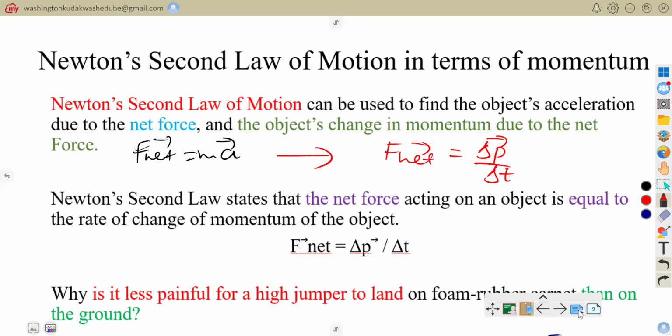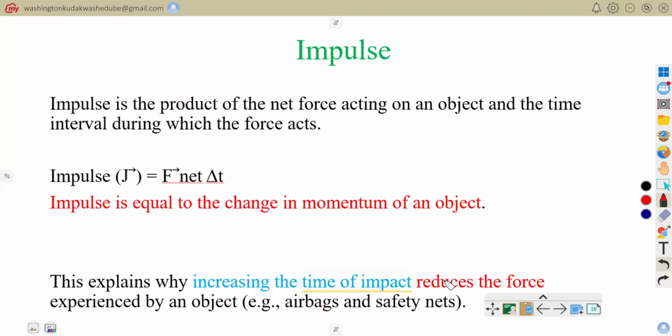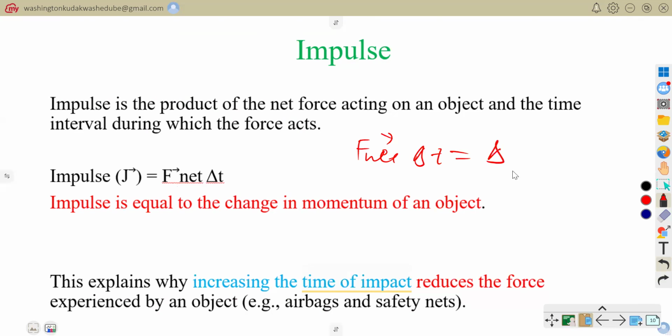How so? Let's go to the principle of impulse. Impulse is simply the product of the net force acting on an object and the time interval during which the force acts. So impulse can be given by net force times the time interval. So we are saying that net force times delta t is equal to change in momentum. But this is what we are referring to as impulse.